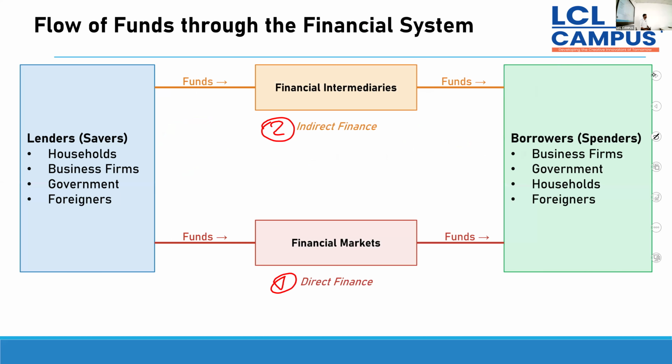If you are asked to explain the financial system, just keep in mind, you need to explain the term and, if possible, try to draw this diagram. Clear? Then you can score full marks for the question. This explains the clear idea of the financial system.